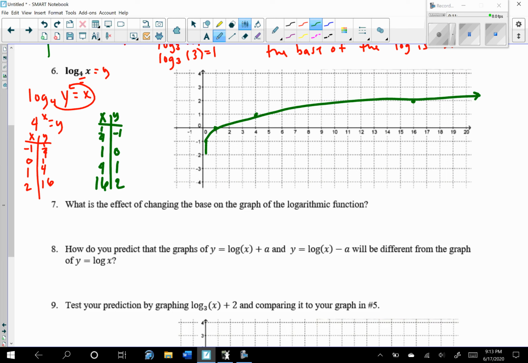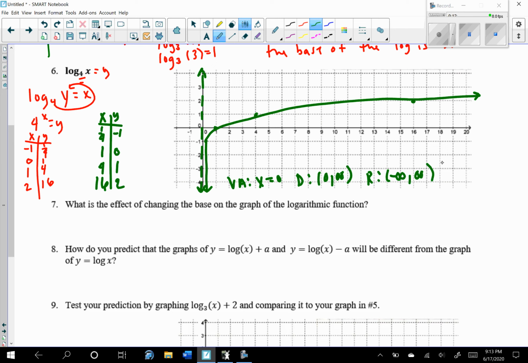And then don't forget to also graph your asymptote. So we have a vertical asymptote at x equals 0. Domain is still 0 to infinity. Range is still all real numbers, -infinity to infinity.